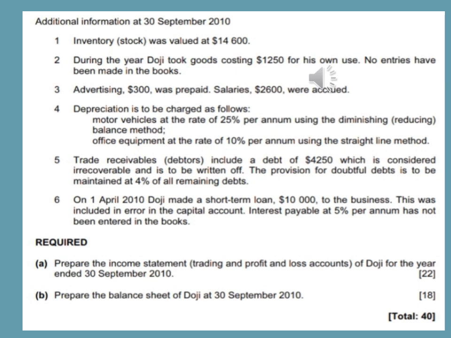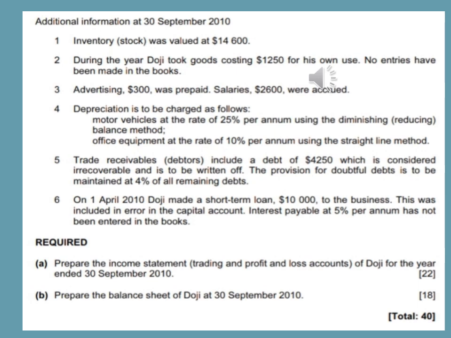Bad debt written off, the entry for that is income statement bad debt debit, accounts receivable credit. That means this 4250 debt will be shown as an expense in the operating expenses, and this will be subtracted from the amount of the accounts receivables in the balance sheet current asset. So these are the two places where this bad debt will be included.